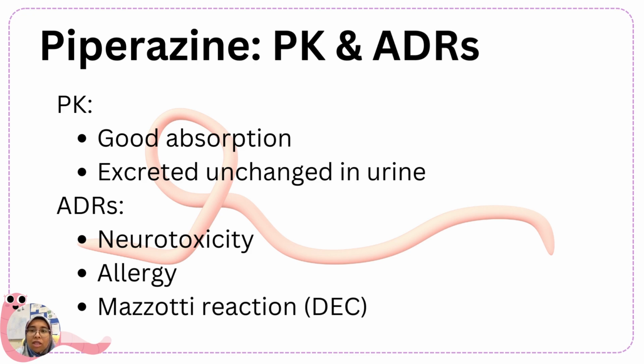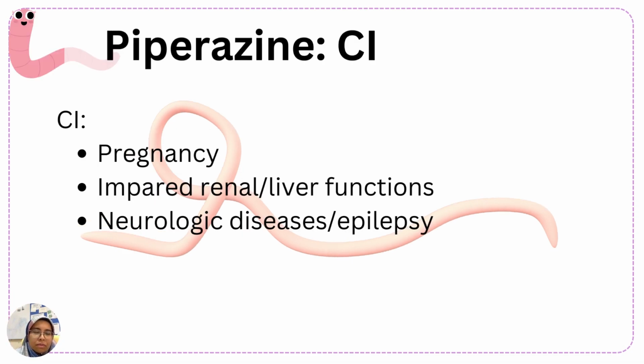And Mazzotti reaction is usually due to the use of its derivative, which is DEC. Now, piperazine is contraindicated in pregnancy, in impaired renal and liver functions, because it needs to be metabolized as well as it needs the kidney to excrete. And also neurologic diseases or epilepsy, because it can cause neurotoxicity, as mentioned.